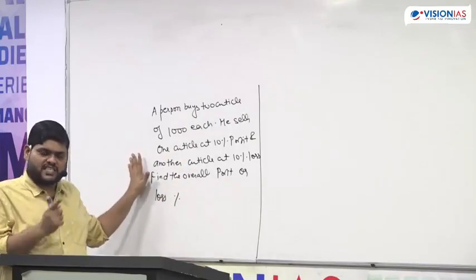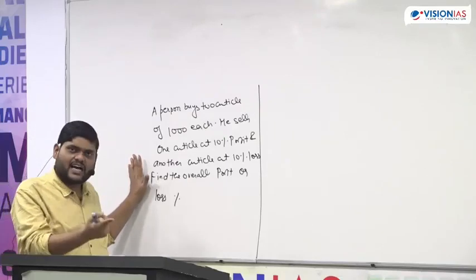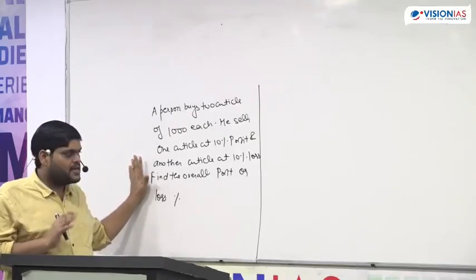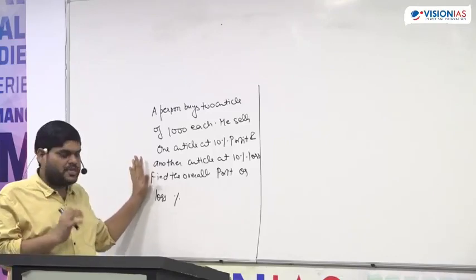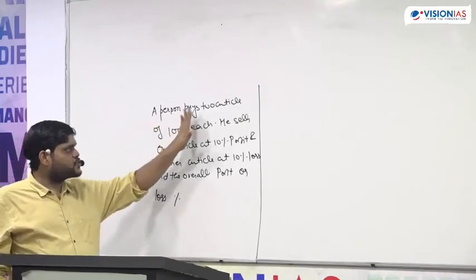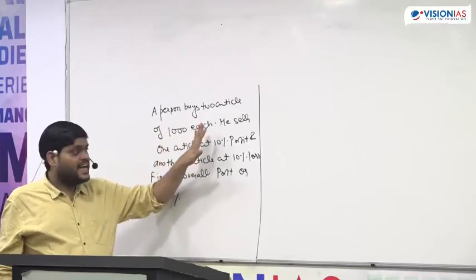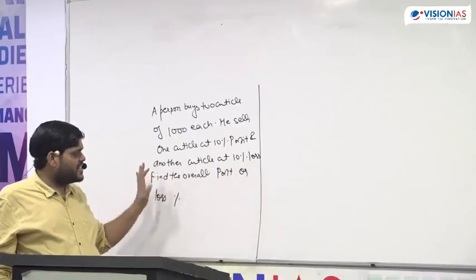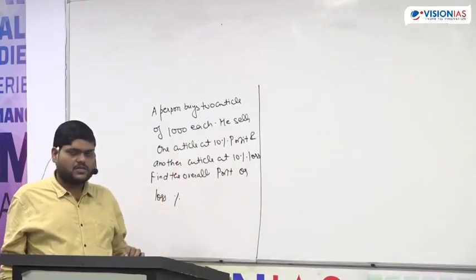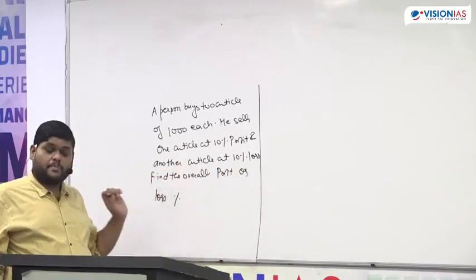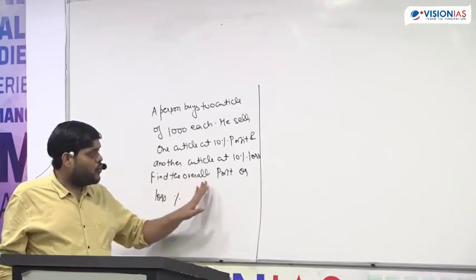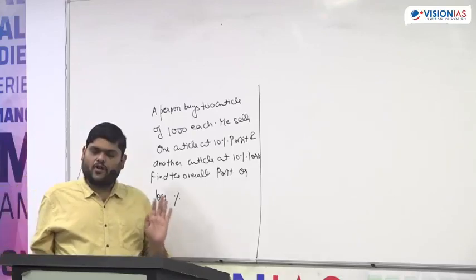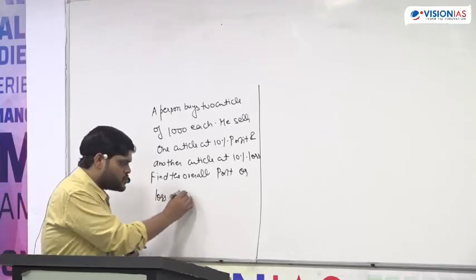This question UPSC has asked once, so they can ask again also. So now be here, fully concentrate on this part. Don't think about anything else. A person buys 2 articles of 1,000 each. He sells 1 article at 10% profit and another article at 10% loss. Find the overall profit or loss percentage. This is the first question.